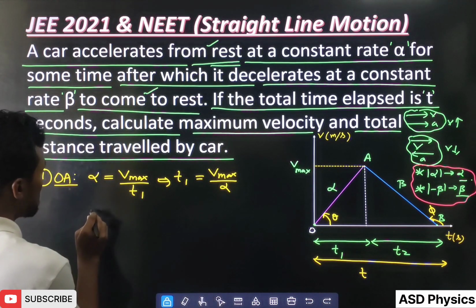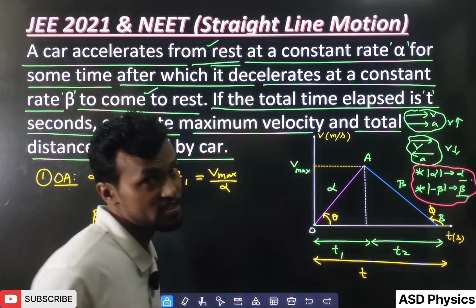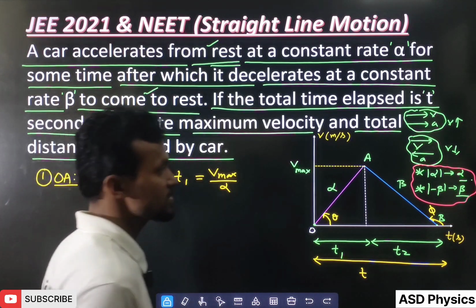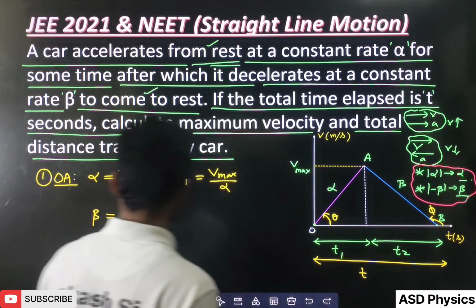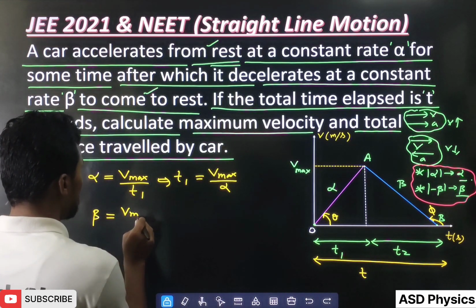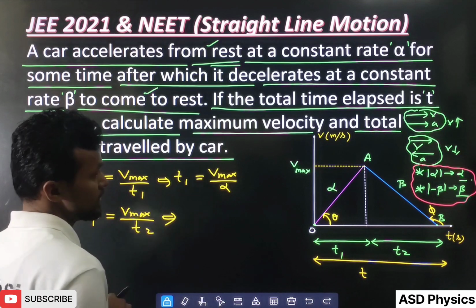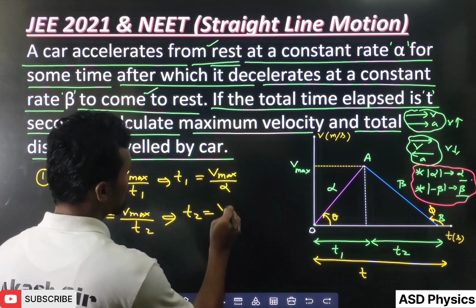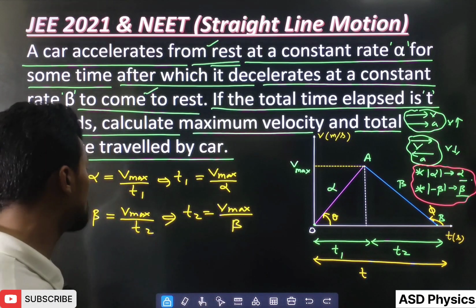Similarly, if I talk about the beta, again I am telling this beta is actually negative, but I am just taking the magnitude. So this beta is given by what here? Again opposite by adjacent. This opposite is V max and adjacent is T2. V max by T2, just the magnitude we are taking. So beta is V max by T2, and from here T2 will come V max by beta. Up to this is okay.